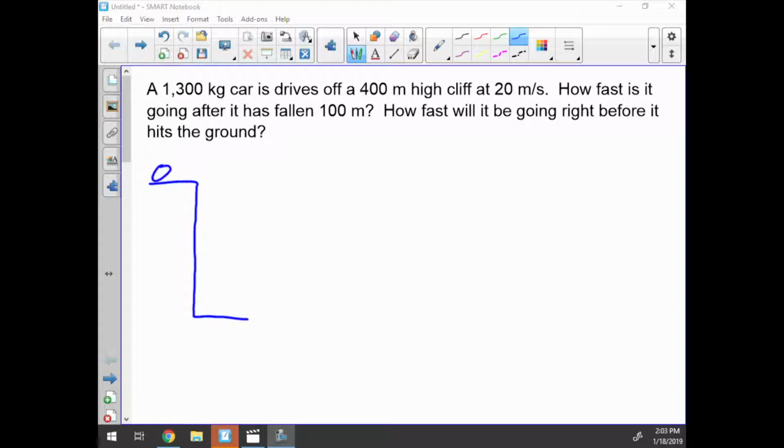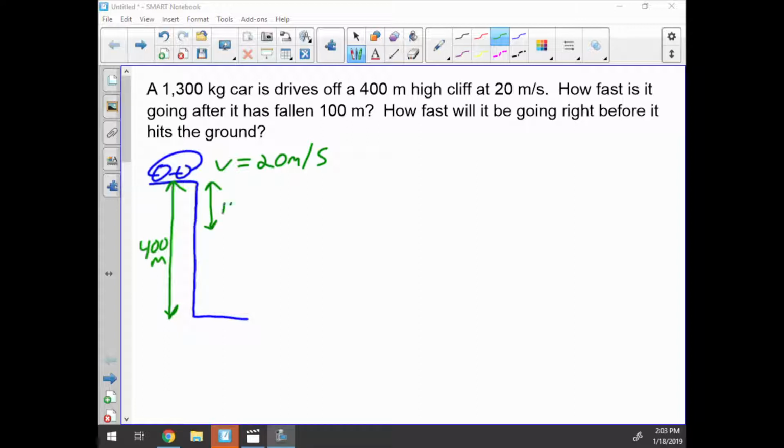We have a car, and we know a few things about the car. We know the velocity at the top is 20 meters per second, and we know this total height is 400 meters. And we're trying to figure out how fast it's going after it has fallen 100 meters. So right at this point, we are trying to find the velocity. And so we're going to use energy.